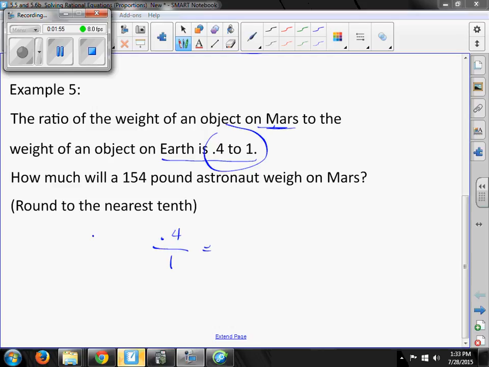So I started off with the weight on Mars, 0.4 to 1. Weight on Earth was 1. So I want to put his earthly weight in the denominator and his weight on Mars in the numerator. So his earthly weight is 154 pounds, so he will weigh X on Mars. So I'm going to cross multiply.